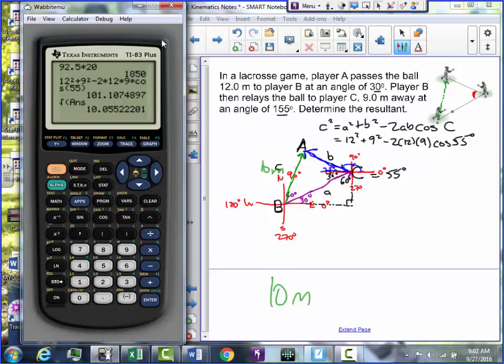So you will type in 12 squared plus 9 squared minus 2 times 12 times 9 times cosine 55. Is that what you would have done? Okay. Try that one more time just so that it changes. Okay. Anyways, take the 101 then and square root. Anybody else having issues on that, or is that good?